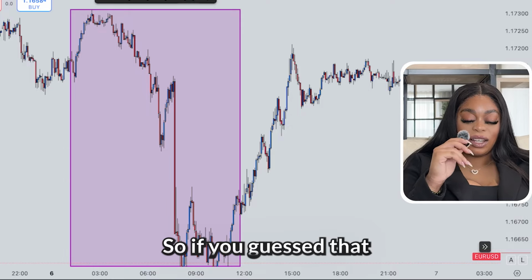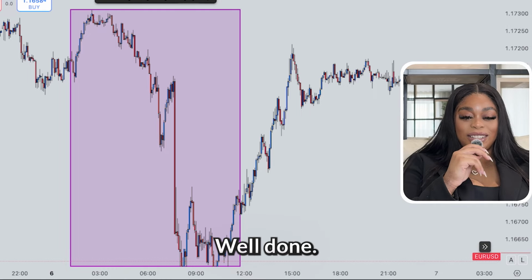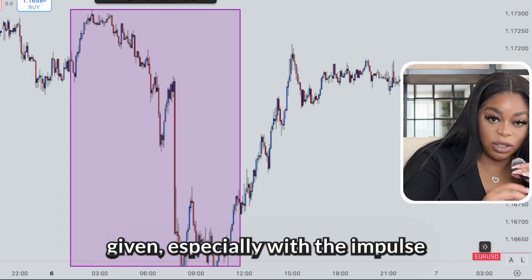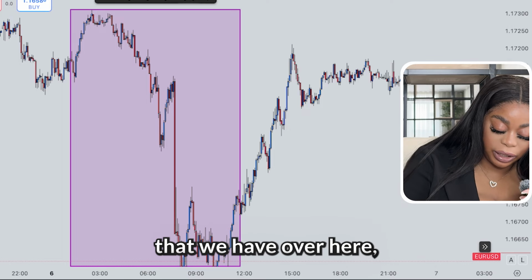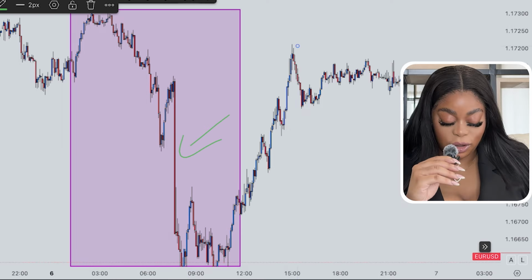Okay, so if you guessed that we were in a downtrend, you are correct. Well done. See, it's not as hard as it may look. It was kind of a given, especially with the impulse that we have over here, this section over here. Okay guys, you guessed downtrend, you are correct.